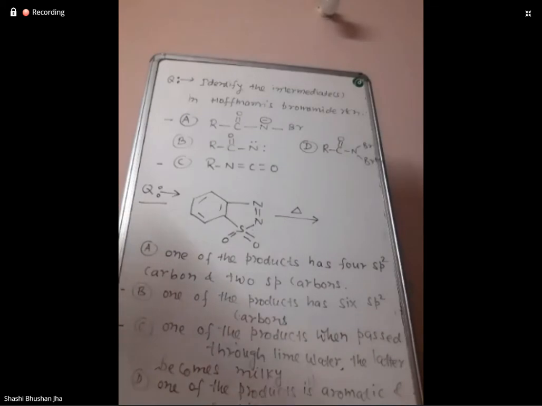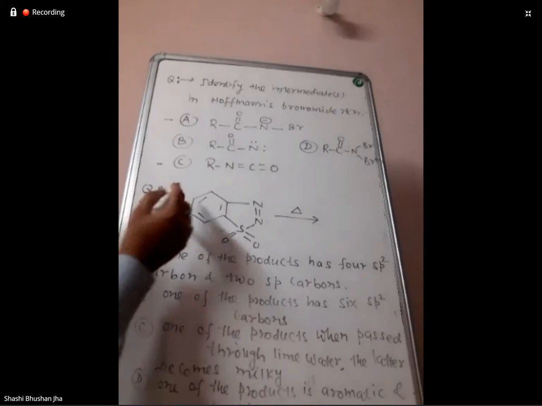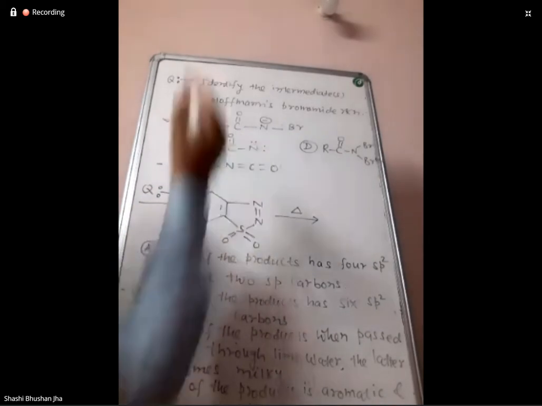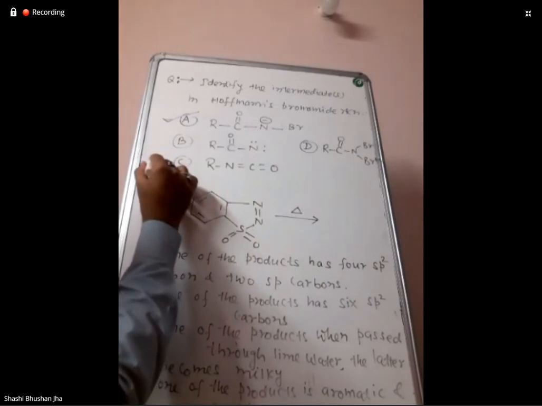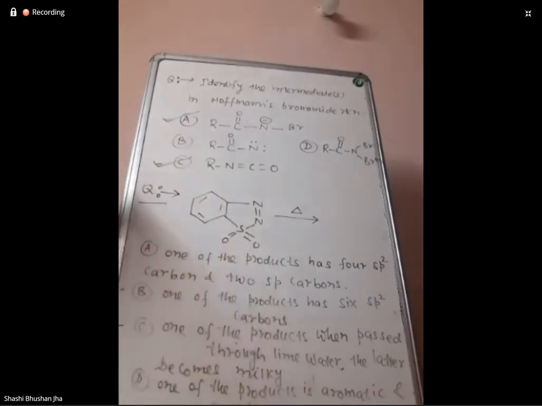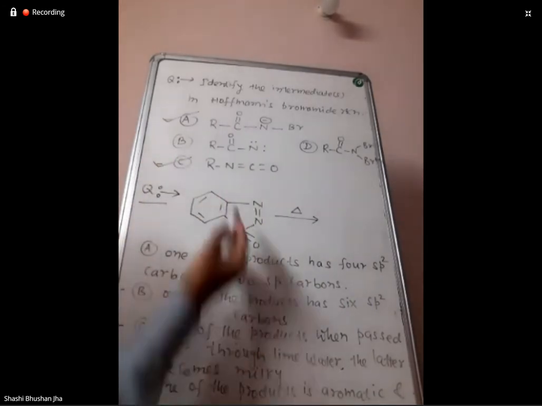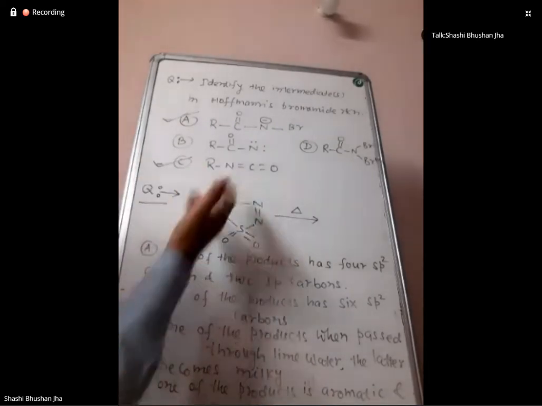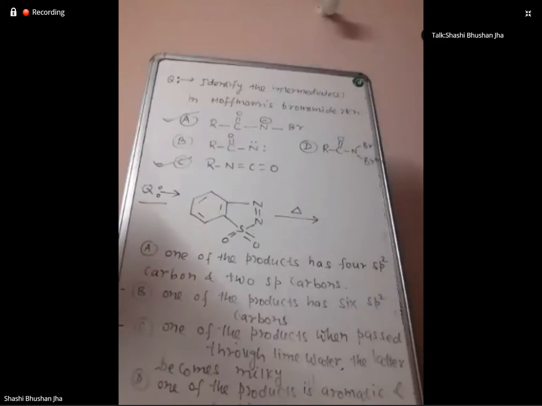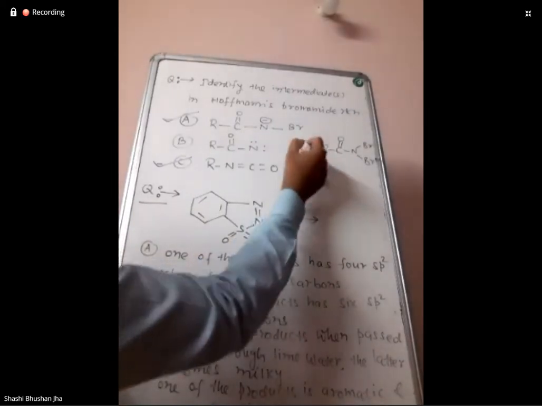So the first one is Hofmann's bromamide reaction. This is one intermediate, and in Hofmann's bromamide reaction, this isocyanate is also formed as an intermediate compound. You know, this only on base hydrolysis gives primary amine and carbon dioxide. This is never formed.